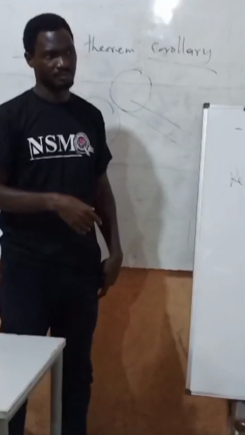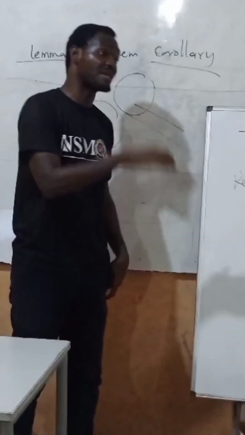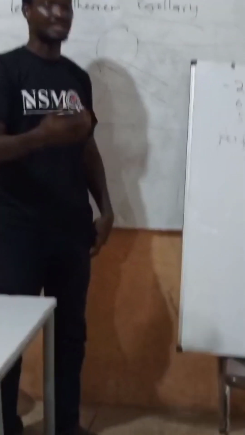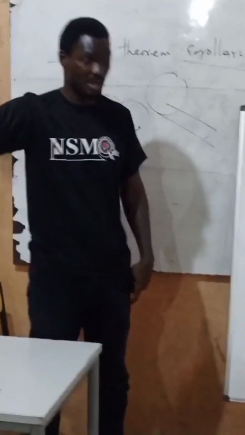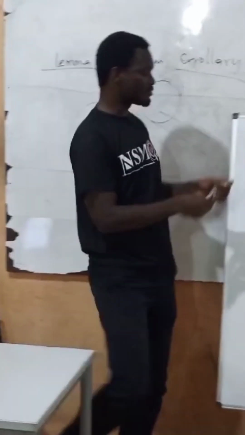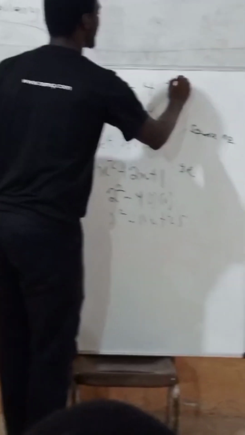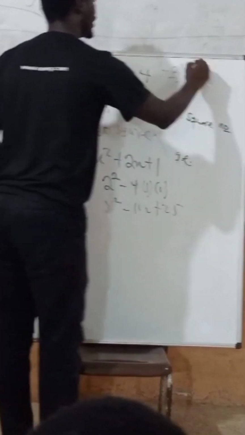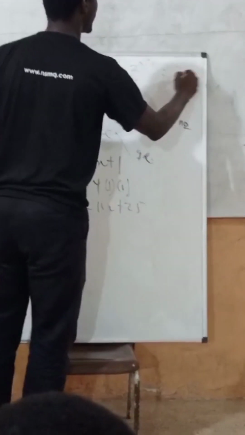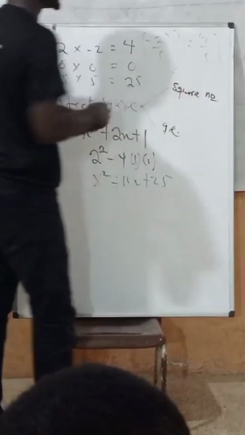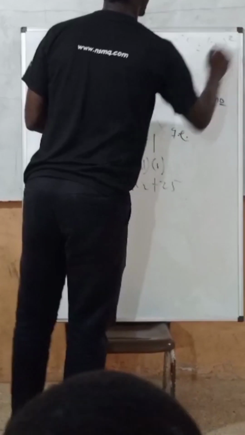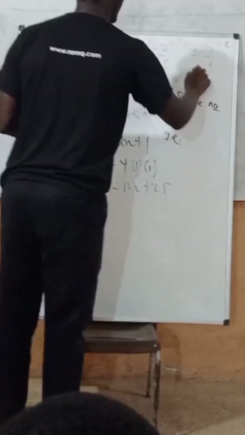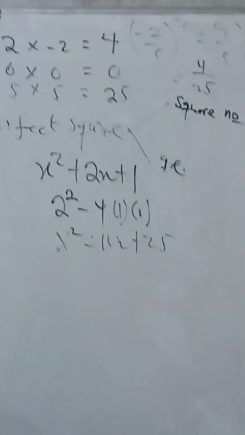number. That's it. But even if the rational number is negative, this can still be expressed as a square. For example, negative 2 over 5. The square is the same as the square of 2 over 5, which is 4 over 25. That is an exact square. So perfect square, square number, exact square.